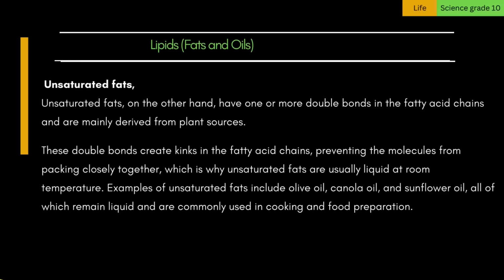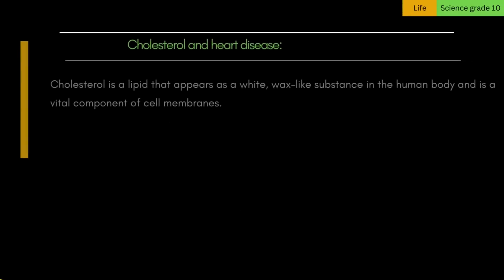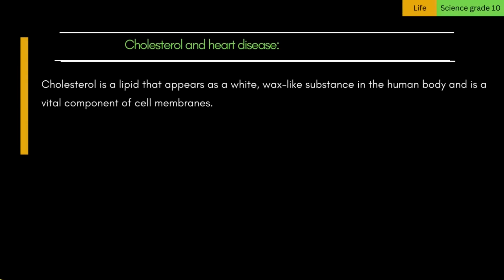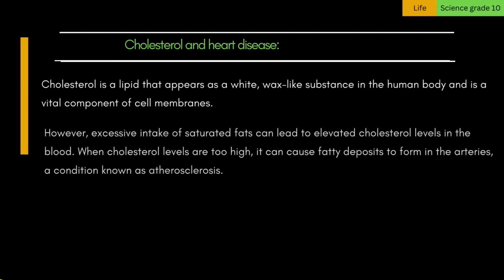Examples of unsaturated fats include olive oil, canola oil, and sunflower oil, all of which remain liquid and are commonly used in cooking and food preparation. Cholesterol and heart disease. Cholesterol is a lipid that appears as a white, wax-like substance in the human body and is a vital component of cell membranes.